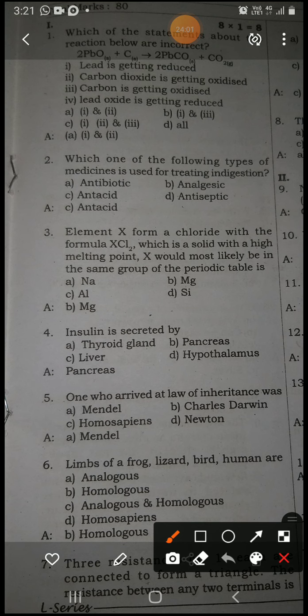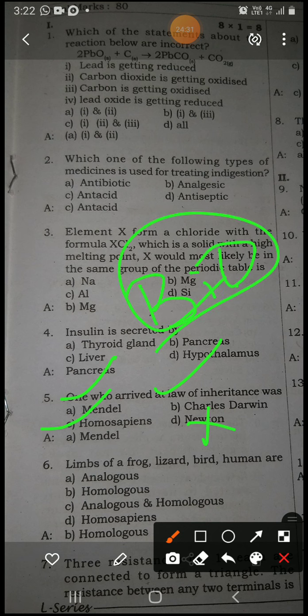So next, the one who arrived at the law of inheritance was. This is also a biology question. The options are given: Mendel, Charles Darwin, Homo sapiens, and Newton. The right answer is Mendel. Newton is from physics. Charles Darwin and the others are scientists from biology. So the right answer will be Mendel, option number A.